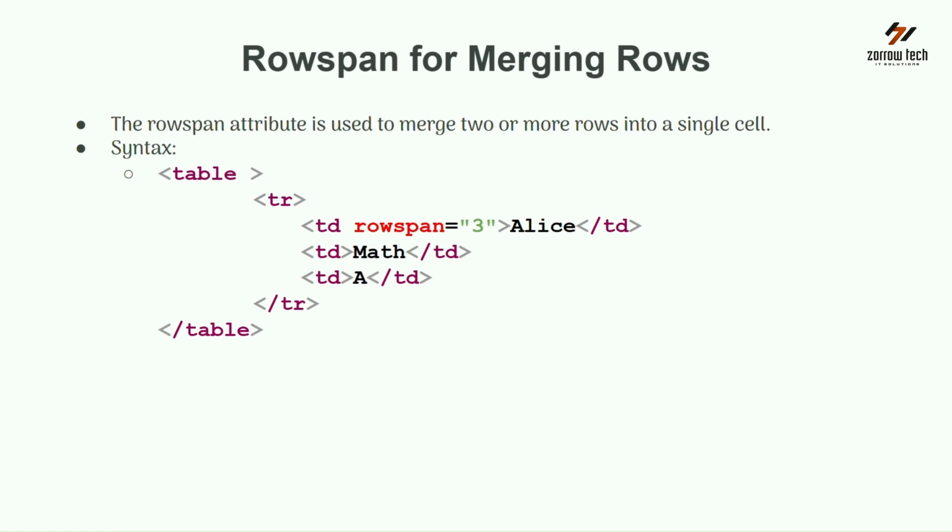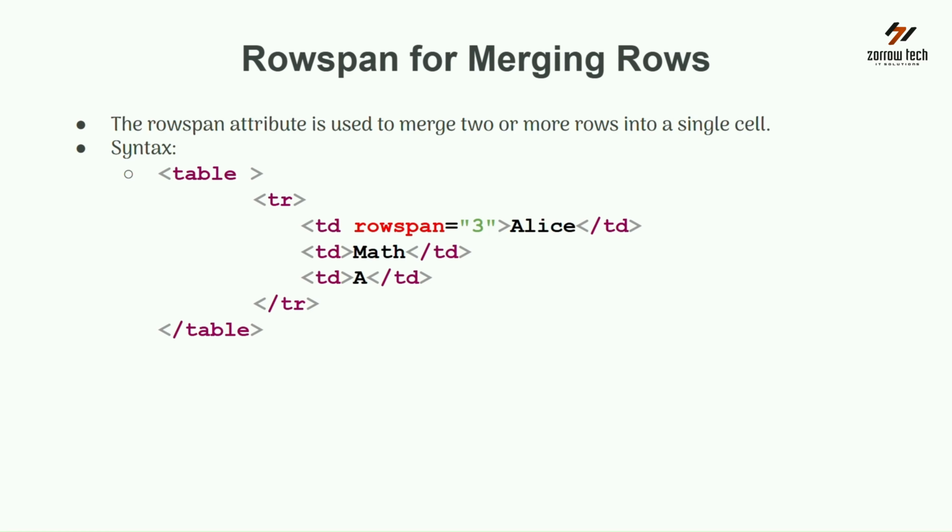Rowspan for merging rows. The rowspan attribute is used to merge 2 or more rows into a single cell. Here's how it works. You add the rowspan attribute to a TD or TH tag. You set the rowspan attribute to the number of rows you want to merge. For example, you can merge 2 rows to create a cell that spans multiple rows.